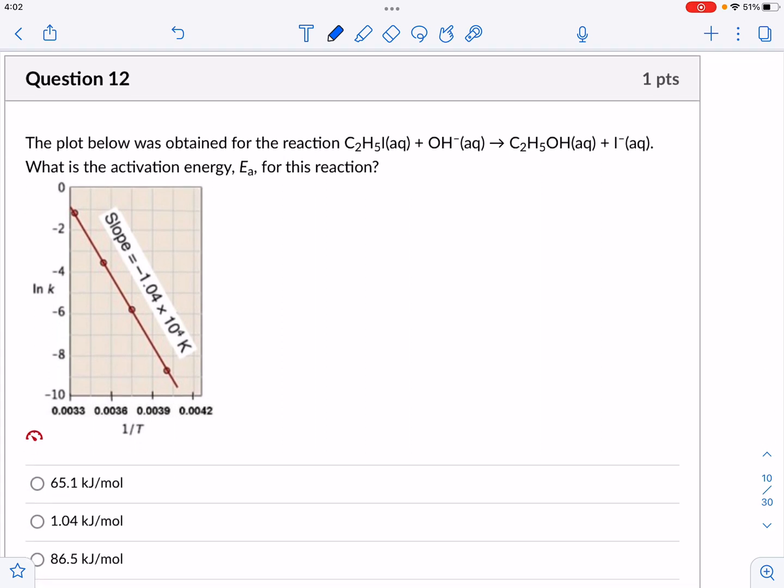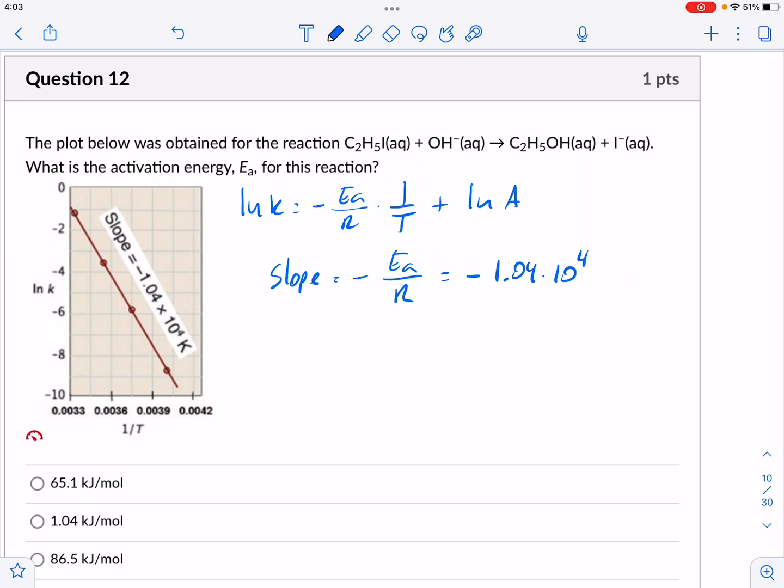This problem is similar to the Clausius-Clapeyron equation that you had in exam number 1, except that for this particular case it's the Arrhenius equation, and the Arrhenius equation looks like the graphical form, that is the logarithm of K equals minus EA over R times 1 over T plus logarithm of A. Therefore the slope in this equation is equal to minus EA over R. What is the slope here? The slope is minus 104 10 to the 4th.